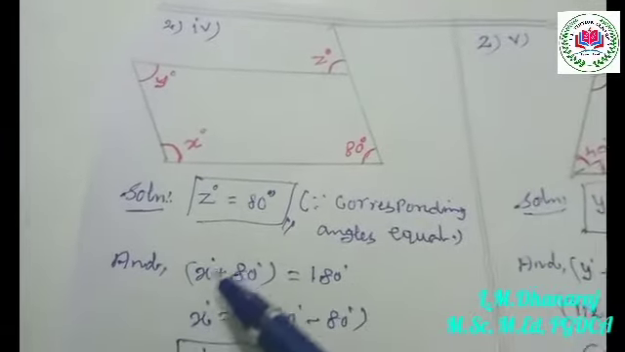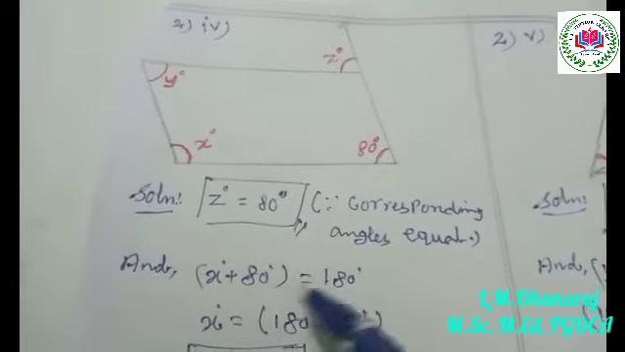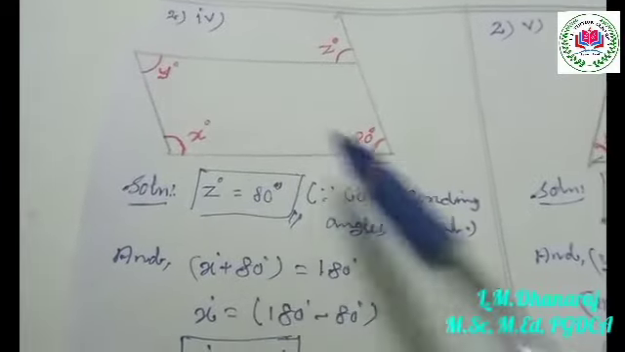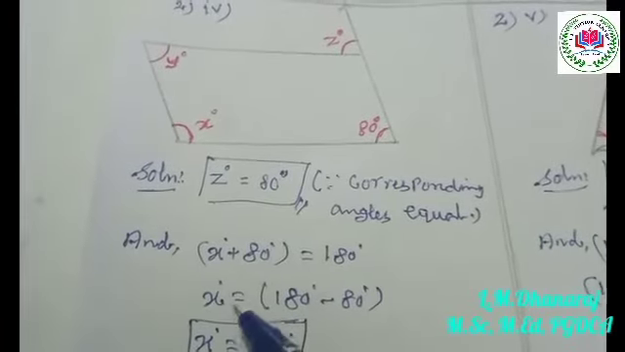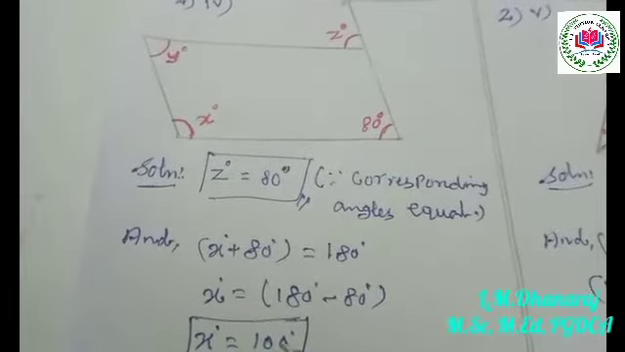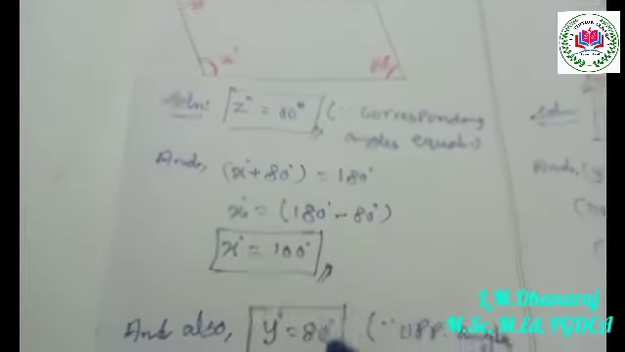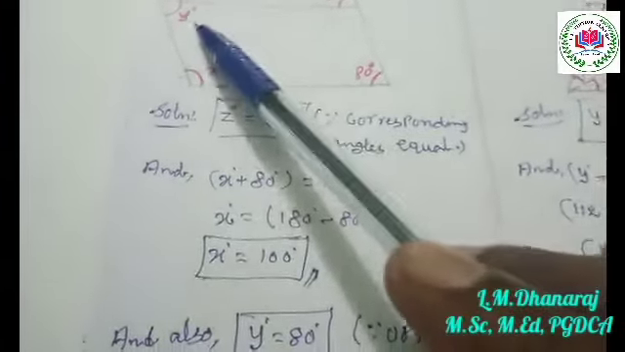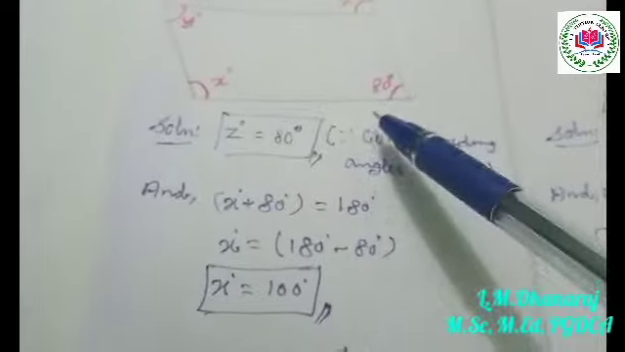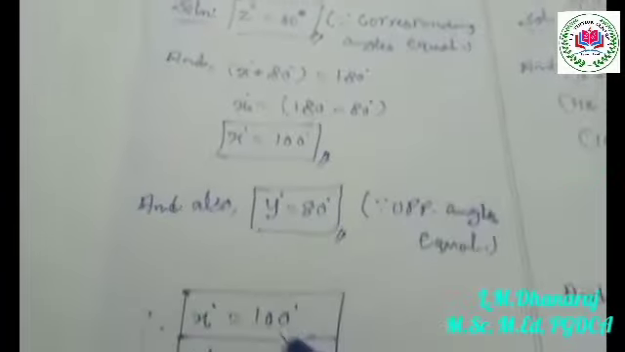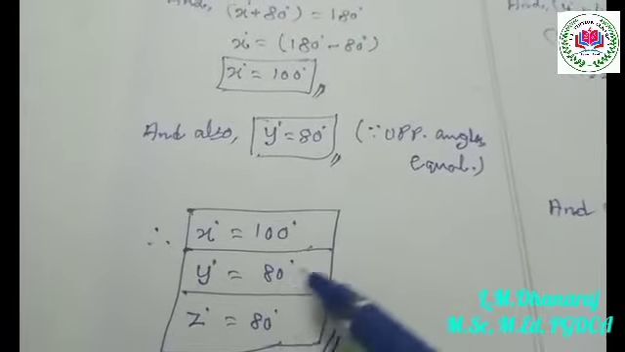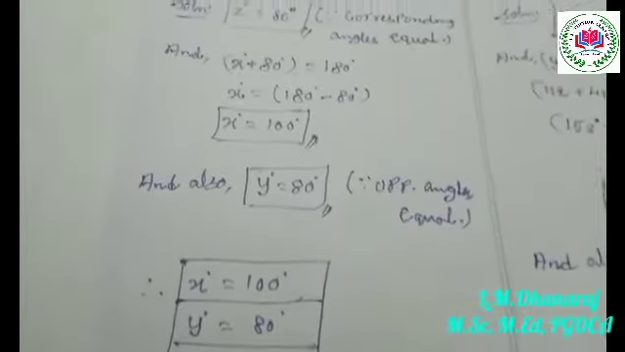Now angle x degree plus 80 degree is equal to 180 degree. So we can get x degree is equal to 180 minus 80, that is 100 degree. Now next step, since opposite angles are equal in a parallelogram, we can say y degree is equal to 80 degree. Therefore x degree is 100, y is 80 and z is 80 degree.